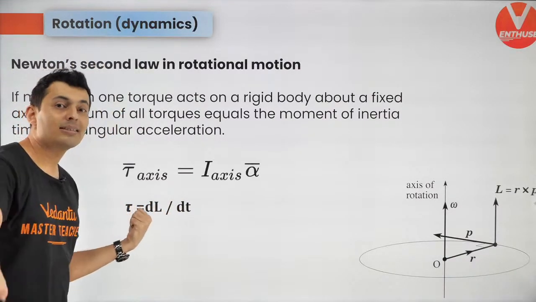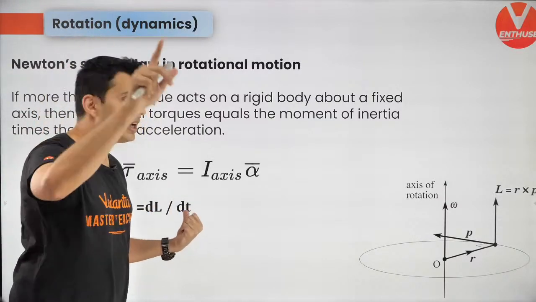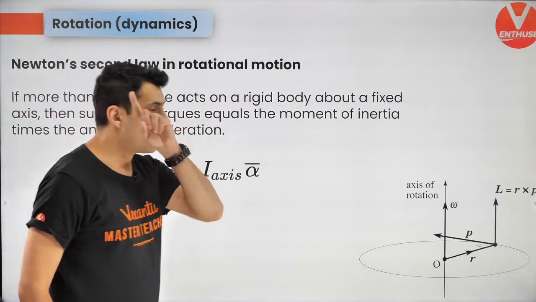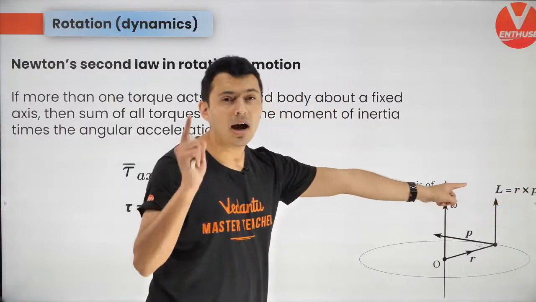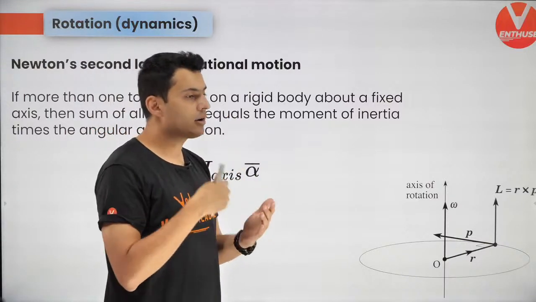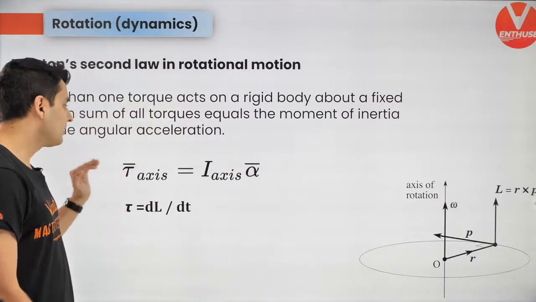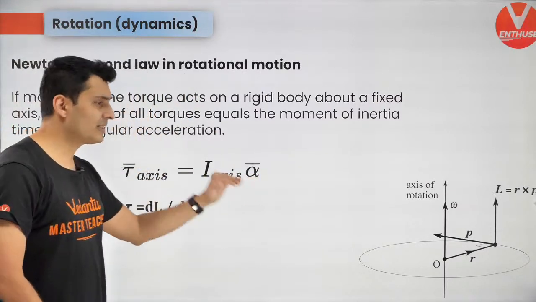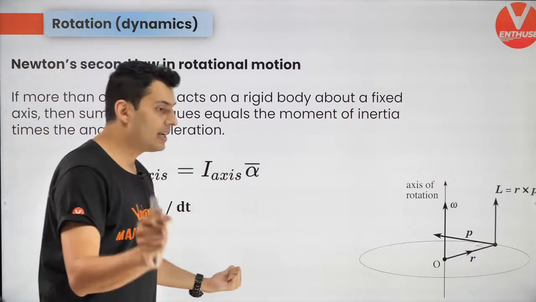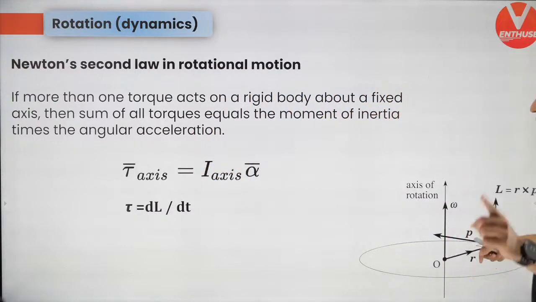And torque is rate of change of angular momentum. Just like force was rate of change of momentum, torque is rate of change of angular momentum. Keep this in mind, very, very important. And what is angular momentum? R cross P, R cross MV. Say that in your head 10 times. R cross P, R cross MV, that's angular momentum. Torque is moment of inertia into angular acceleration. Just like F is MA, torque is I into alpha. And this torque is the total torque. Also, torque is dL by dt, rate of change of angular momentum, just like force is rate of change of momentum.